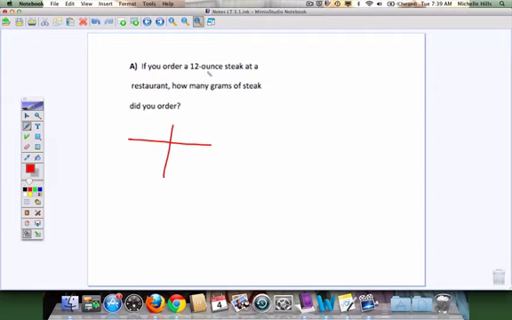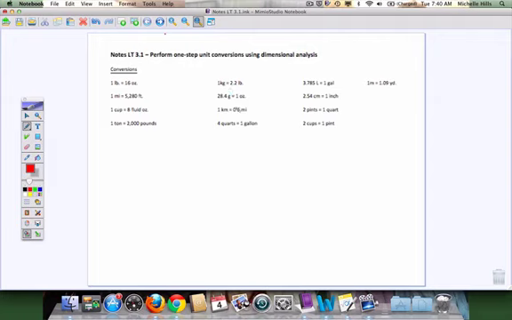If there's a single unit like a 12-ounce steak, it just goes in the top left. If it was so many miles per hour or dollars per pound or something where I have two units, the first unit goes on the top and the second unit goes on the bottom. Now I've got ounces. It wants to know how many grams. So I'm going to look at my conversions, and I want one that has ounces and grams in it. Ounces is abbreviated OZ, grams is abbreviated G.